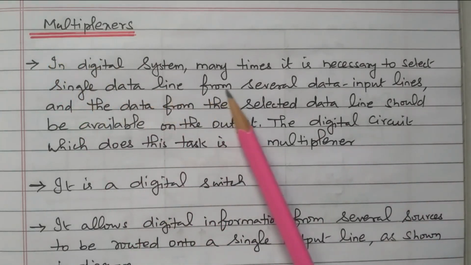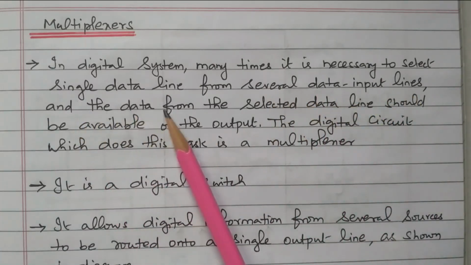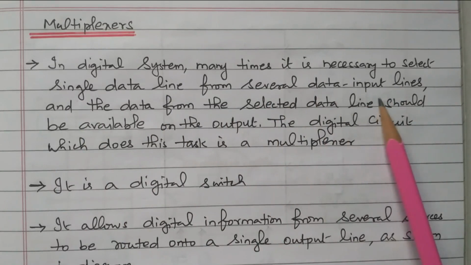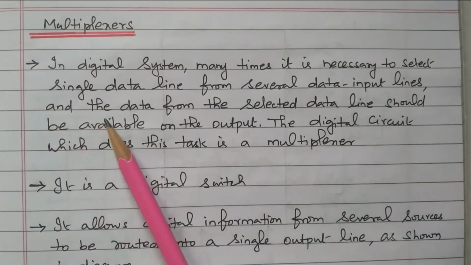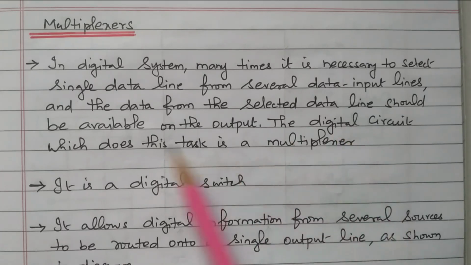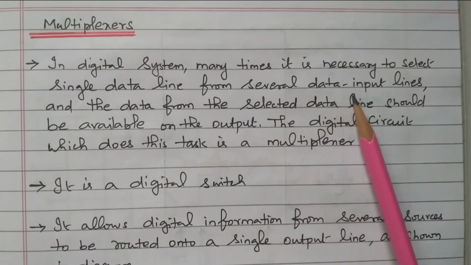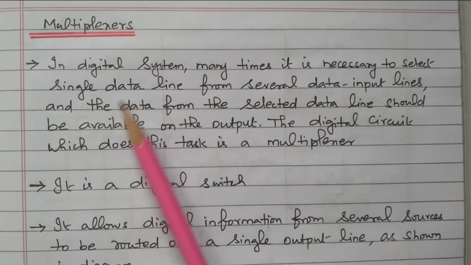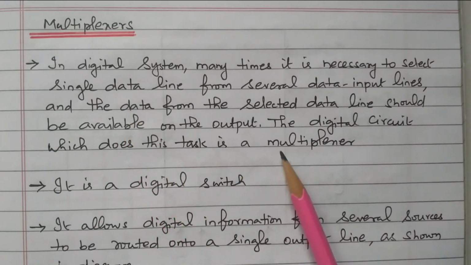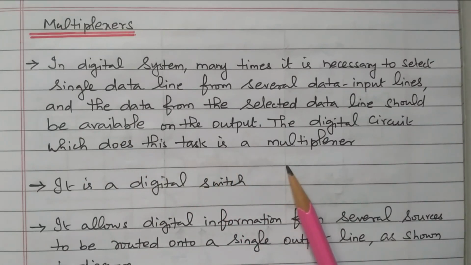In digital systems, many times it is necessary to select a single data line from several data input lines, and the data from the selected data line should be available at the output. So the main requirement is that several input lines are there, and from that we need to select a single output. From several inputs to a single output is needed. The digital circuit which does this task is called a multiplexer.